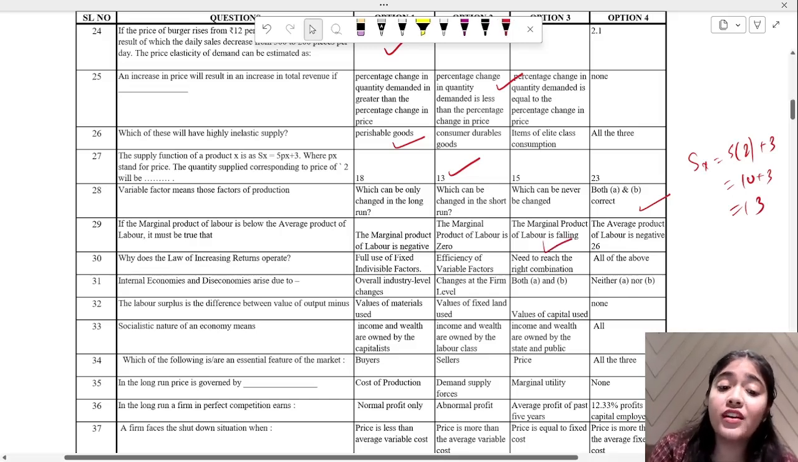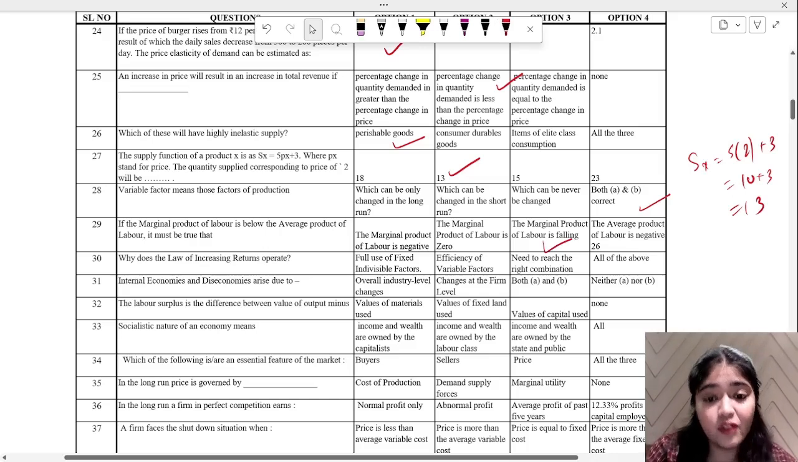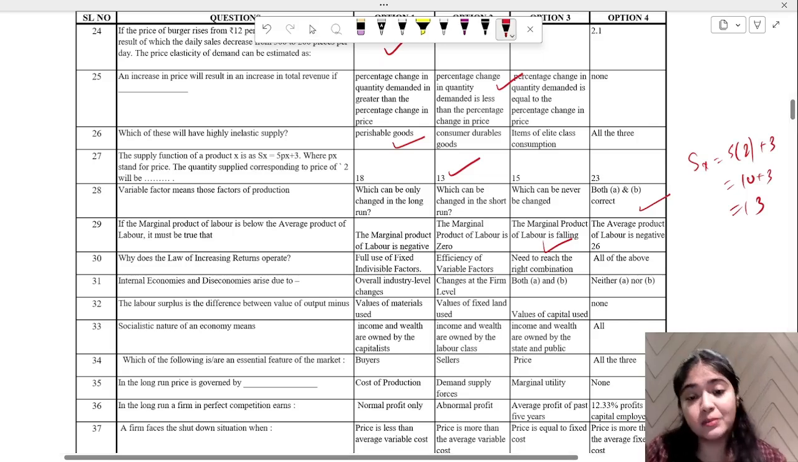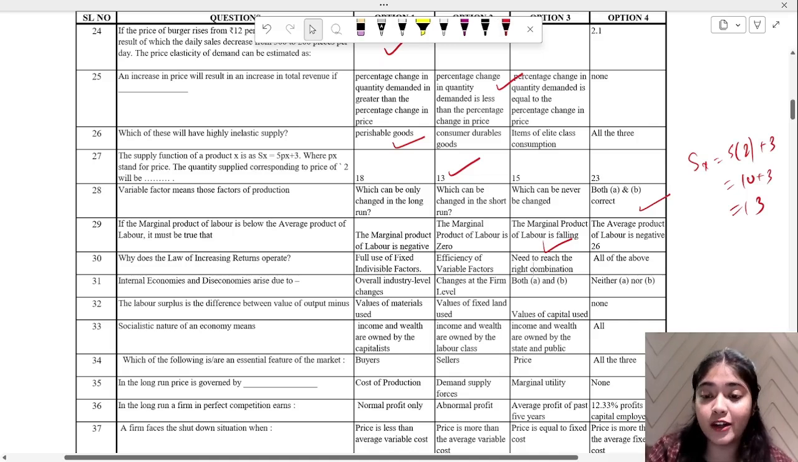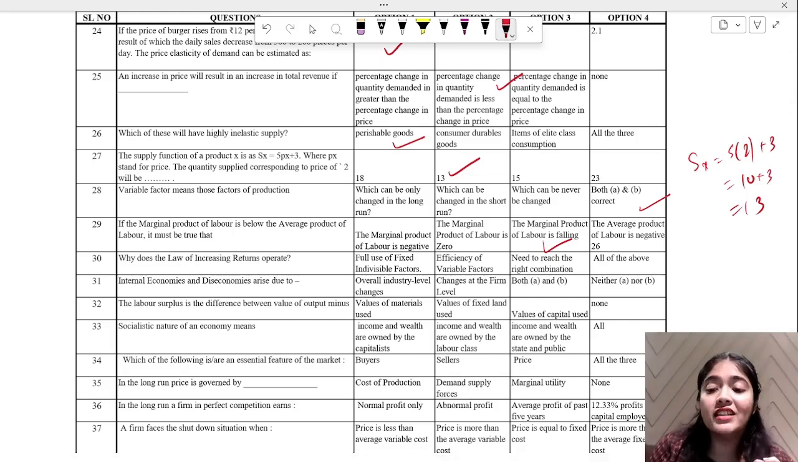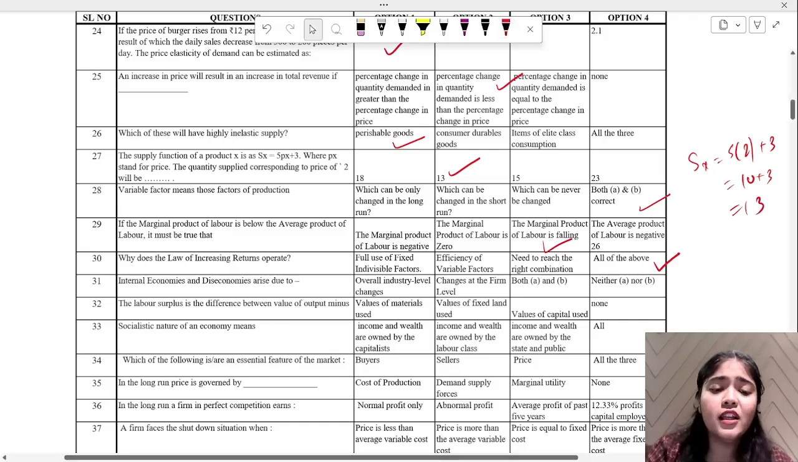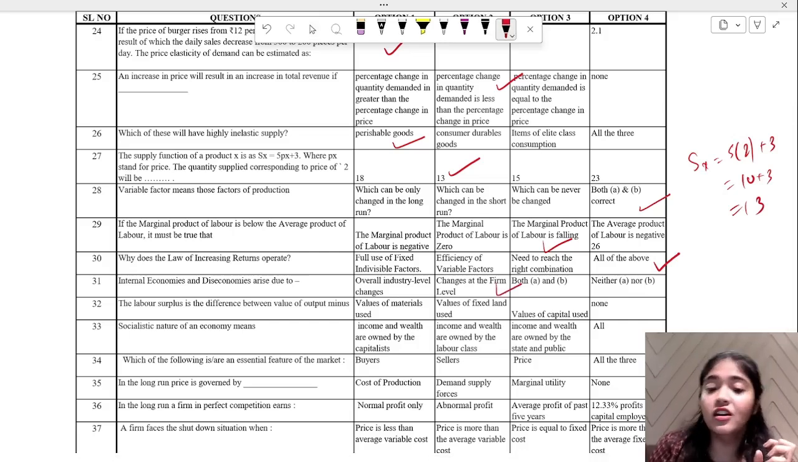Why does the law of increasing returns operate? Why does it operate? Tell me. Full use of fixed indivisible factors, efficiency of variable factors, need to reach the right combination. Yes, due to all these reasons, the law of increasing returns operates. Internal economies and diseconomies arise due to overall industry level changes, changes at the firm level, both A and B, or neither A nor B. Yes, what is it? What they've said, internal means your firm level, changes at the firm level.